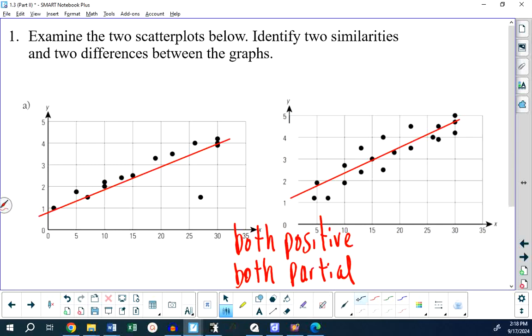Who can come up with one difference? Kelly. A is stronger than B. Right, they have different strengths in terms of the correlation. This is a strong, well, we talked a lot about this yesterday, I think. It's a stronger correlation. I could certainly come up with a scatter plot that shows a correlation that's even stronger than that. But this is really pretty strong, I think.